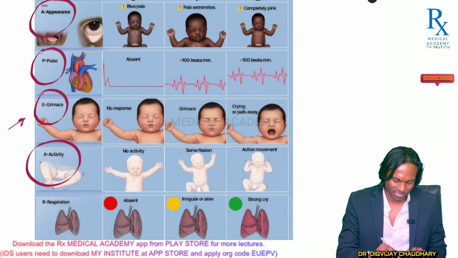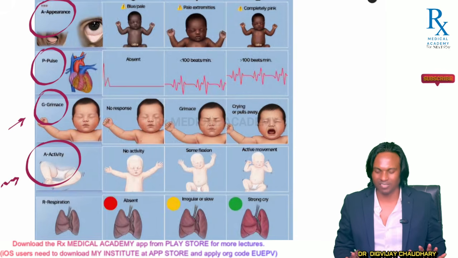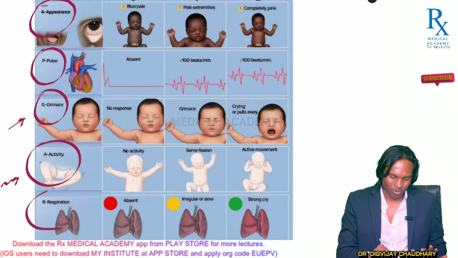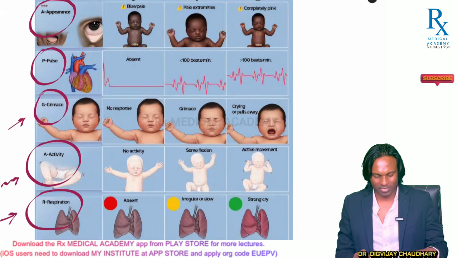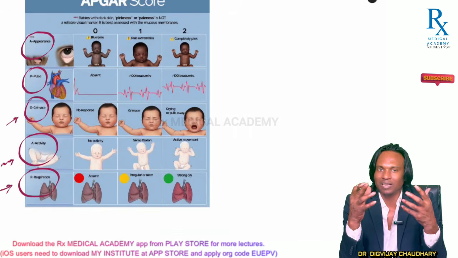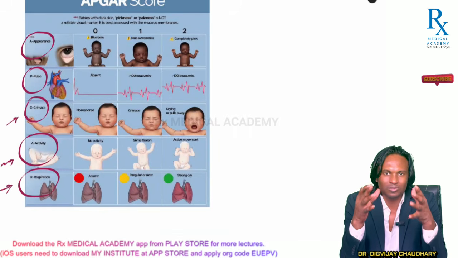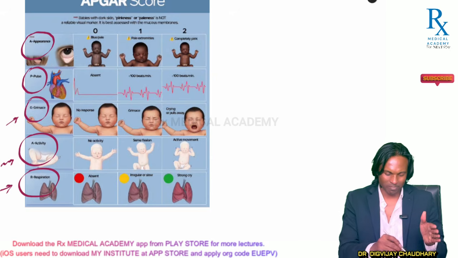What is activity? This is your tone, posture, and spontaneous flexion and extension movements of your baby. What is respiration? This is respiratory effort or respiration, not respiratory rate. This is related to the cry of the newborn. If baby is crying well, that is a vigorous baby, it is good. If baby is having a weak cry, it is not good. So these are various parameters.